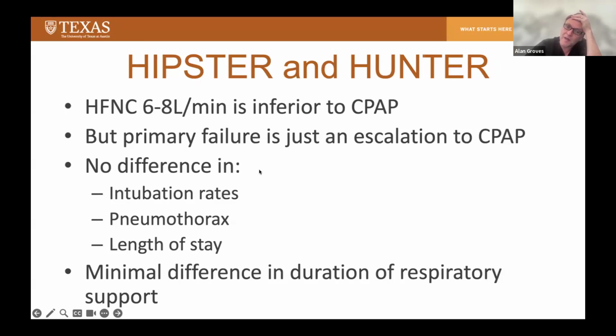It's not unreasonable, therefore, to start some of these babies on high flow if we accept that a bunch of them are going to transition across to CPAP.